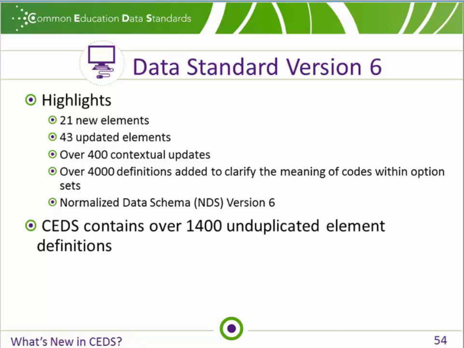43 elements were updated based on legislation, user feedback, corrections, community input, and a variety of other factors that come into play. Over 400 contextual updates were made in the domain entity schema to reorganize the hierarchy structure, the folder structure, and over 4,000 definitions were added to clarify the meaning of codes within option sets. CEDS version 6 presently contains over 1,400 unduplicated element definitions, so it is a very extensive library of education elements.